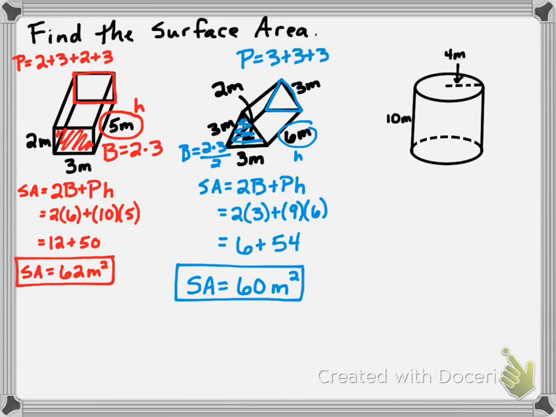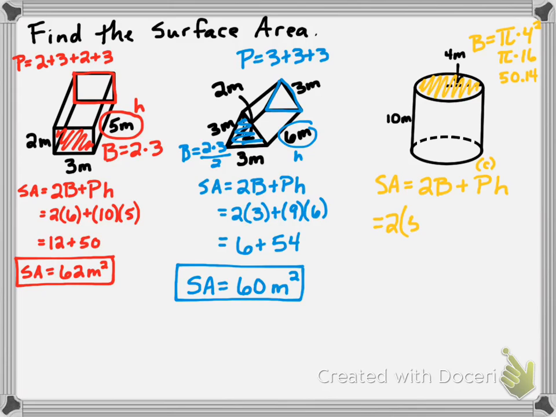And then for my cylinder, okay, the surface area is still 2 times the area of the base plus the perimeter times the height, which is really circumference for a circle. Okay, so the area of my base is a circle, so pi times 4 squared, so that's pi times 16, so that gives me 50.14.